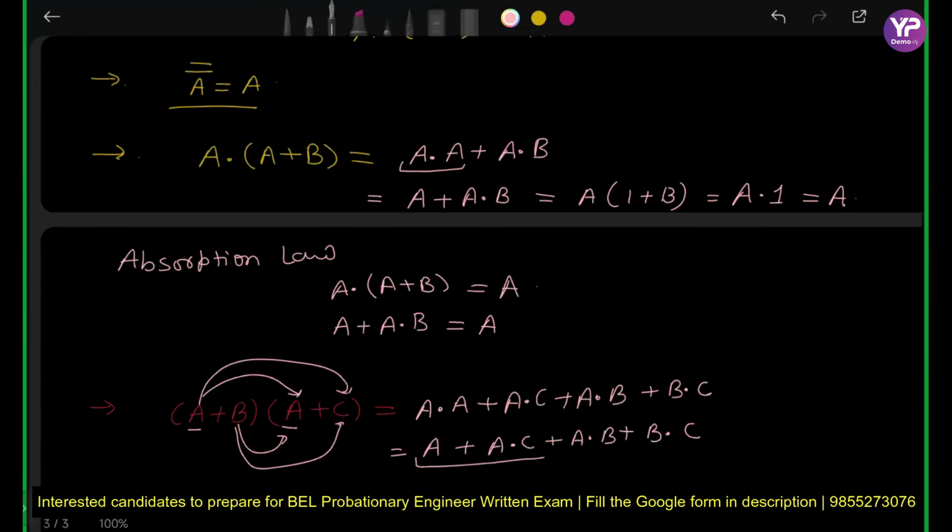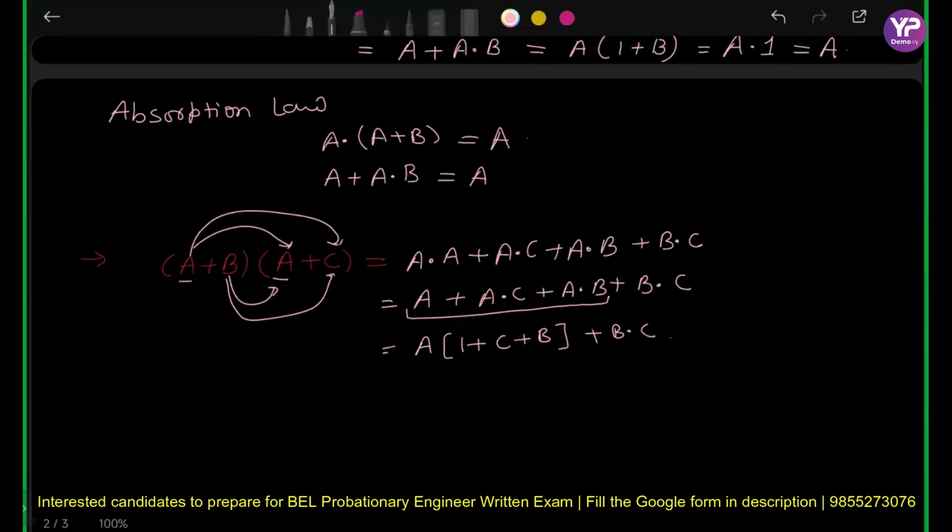From the first three terms, what thing we can take common? A. So take A common, that will be 1 plus C plus B or BC. Check. Is it correct? Yes, sir. Now, 1 or C or B is how much? 1. So it's going to be A or BC.